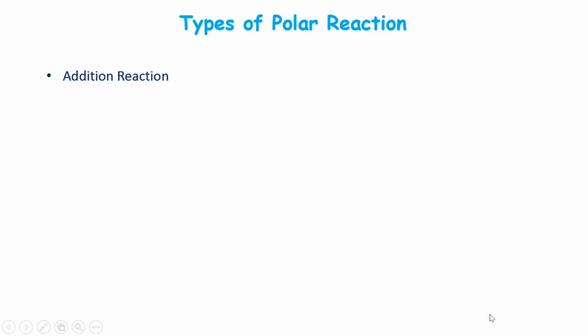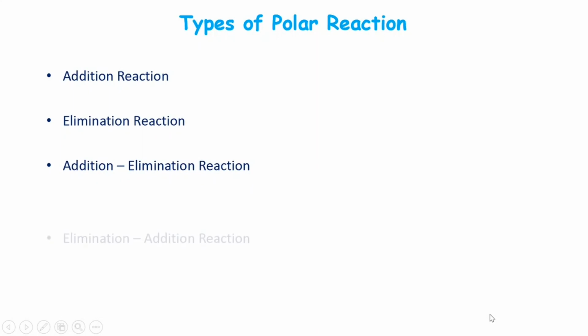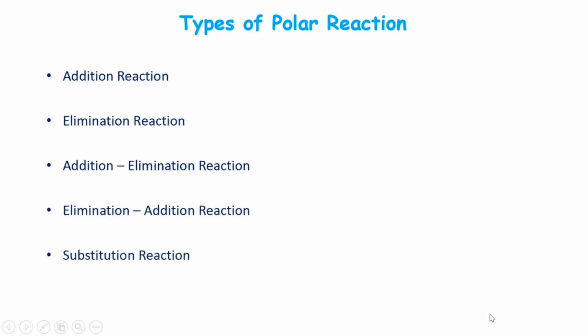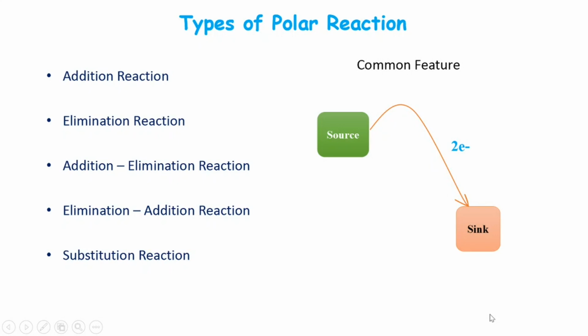There are 5 major types of polar reaction. First, addition reaction, elimination reaction, addition elimination reaction. Next is elimination addition reaction, and the last one, substitution reaction. In polar reaction, there is a formation of positive and negative charges during the progress of the reaction.